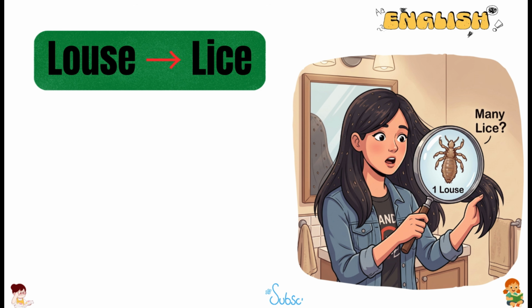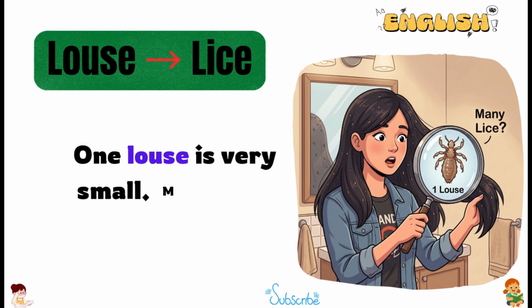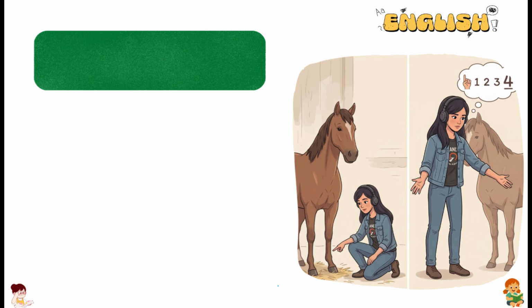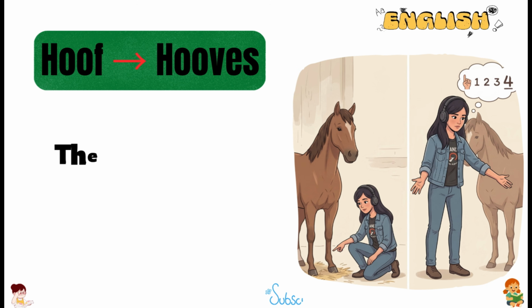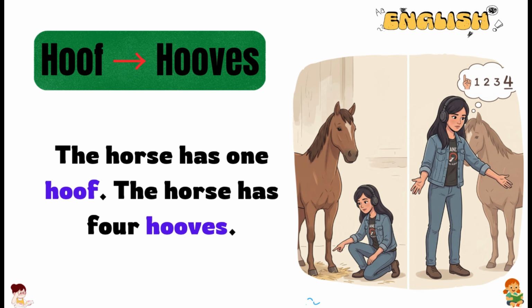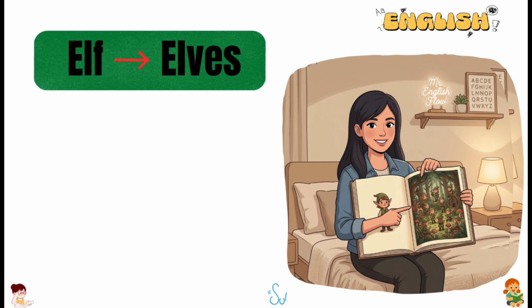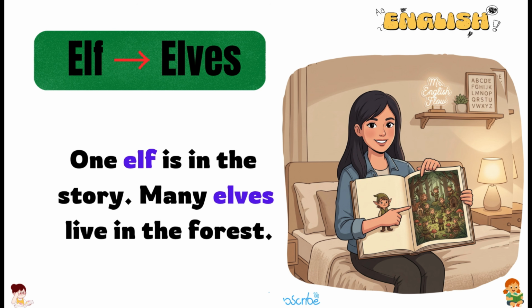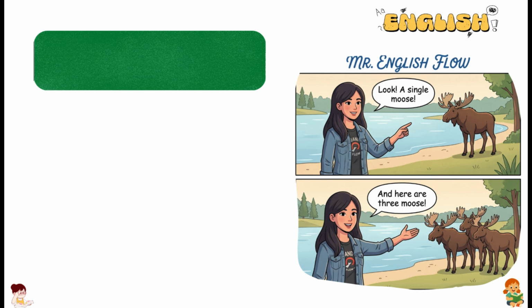Louse, lice. 1 louse is very small. Many lice are hard to see. Hoof, hooves. The horse has 1 hoof. The horse has 4 hooves. Elf, elves. 1 elf is in the story. Many elves live in the forest.